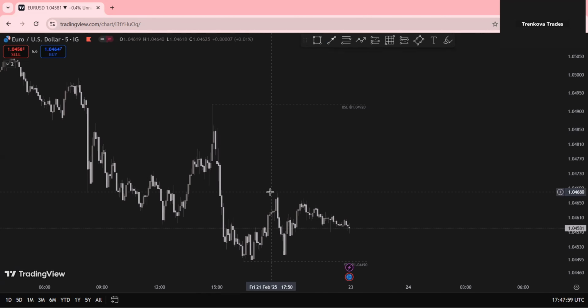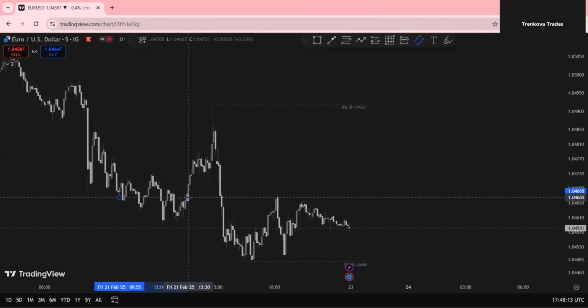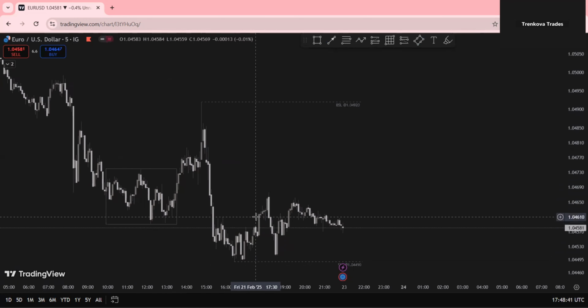Now, the other thing I see is that here we have the perfect example again of the power of three. We have accumulation, manipulation, and distribution. So again, the accumulation phase happened right here. Then we had manipulation, which reached the supply area, and then we saw distribution to the downside, breaking this structure. So the market created this break of structure right here, indicating to us that we're still going lower.